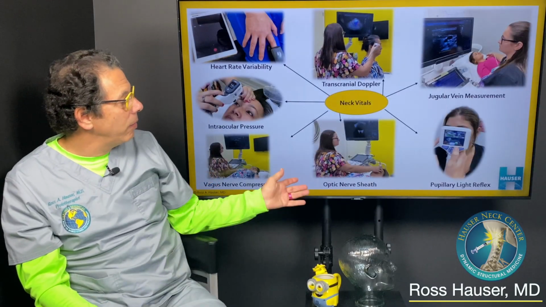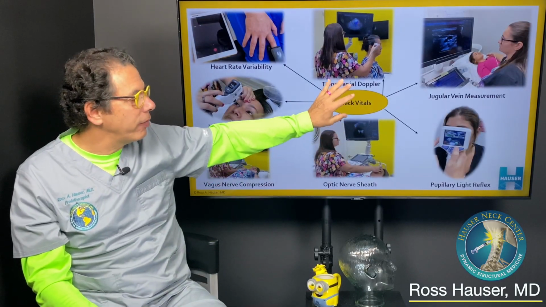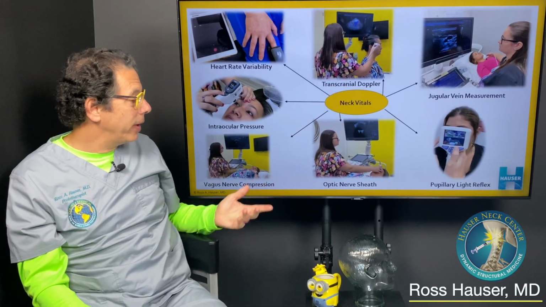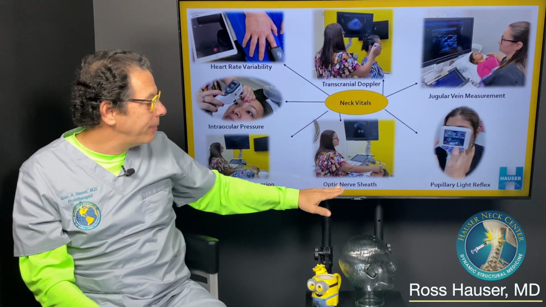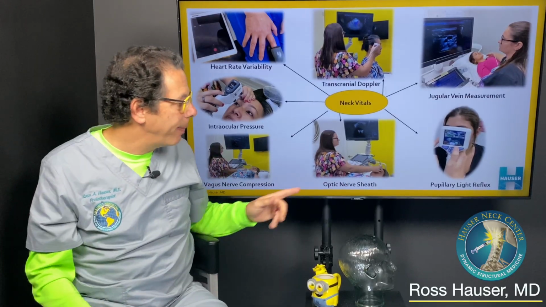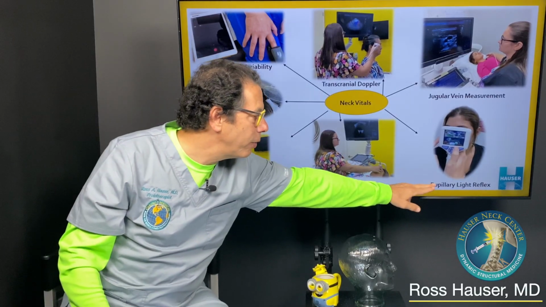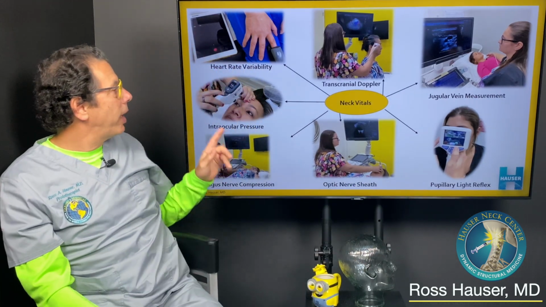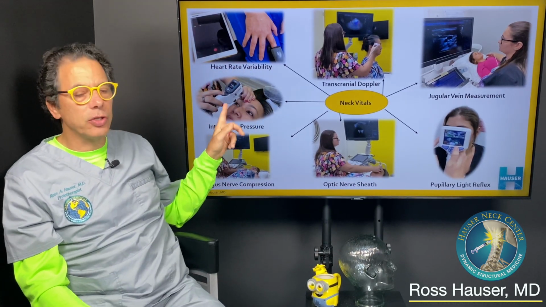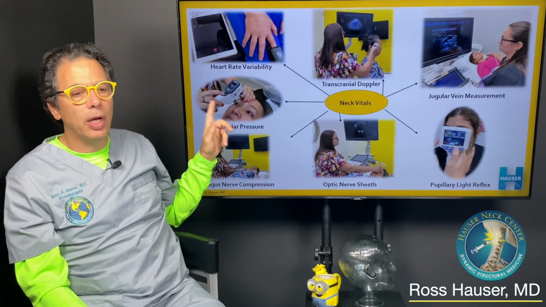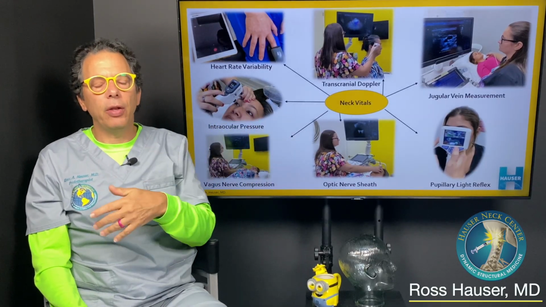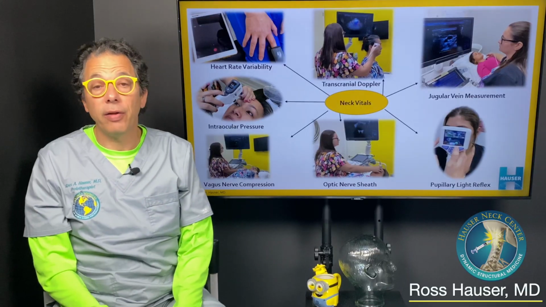And then when we talk in our office about neck vitals, if you look at them, there's quite a few that relate to the eye. We do optic nerve sheath diameter, so that's obviously the diameter of the eye nerve and the fluid around it. Pupillary light reflex we talked about, and then intraocular pressure. So intraocular pressure, just like an ophthalmologist would do, we check pressure. The normal eye pressure is 10 to 15. The normal brain pressure is 10 to 15.